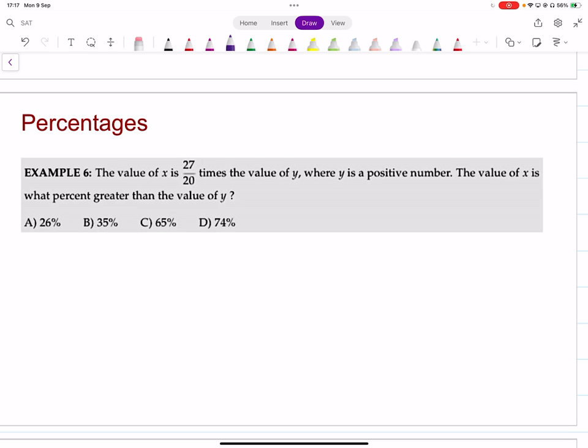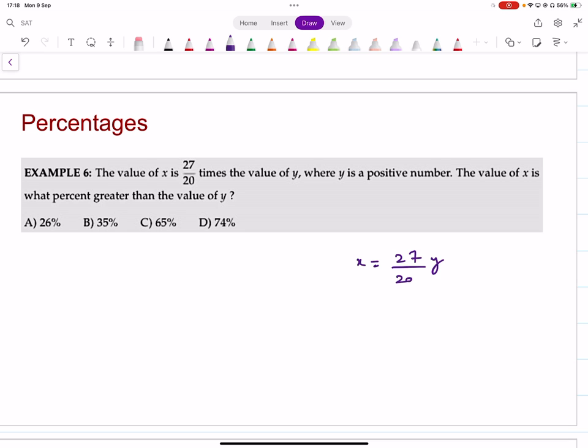How many of you have figured this out? Only Malaika? So what are they saying? X is 27 over 20 times the value of Y. So X equals 27 over 20Y, right?